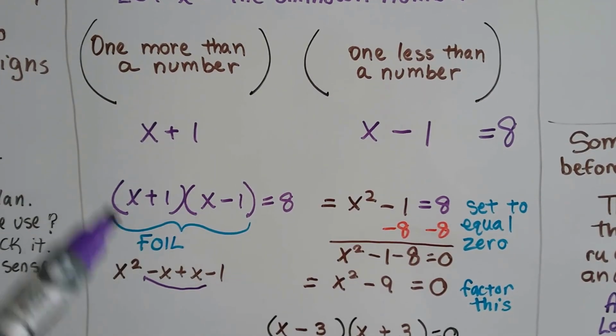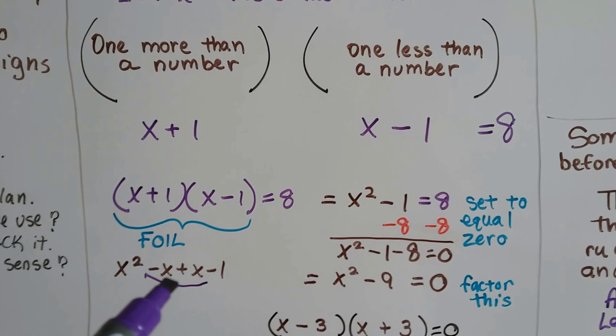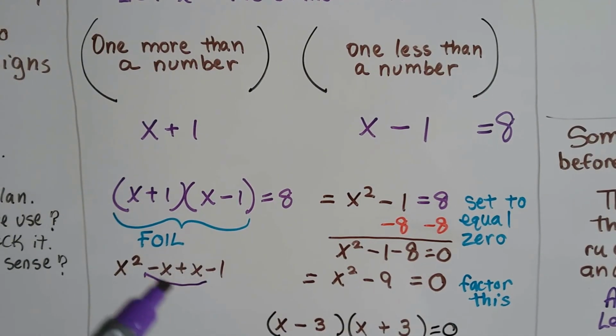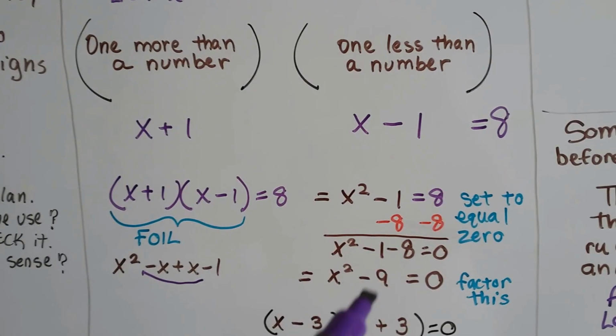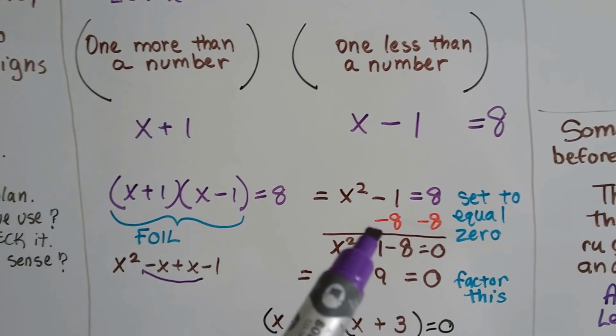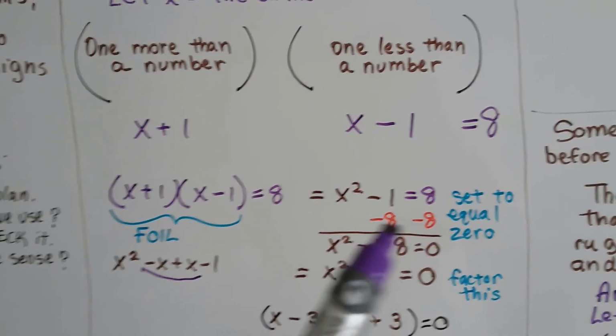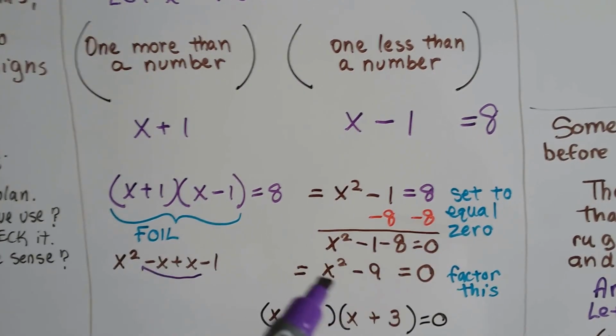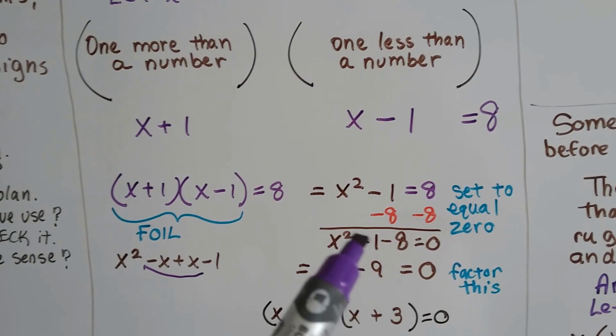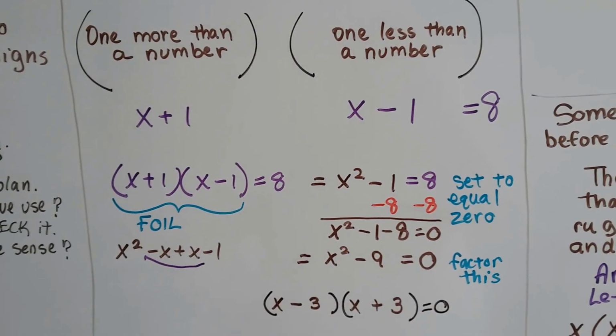We can FOIL this. We get x squared minus x plus x minus 1, and these cancel each other out, don't they? So we get x squared minus 1, and it's going to equal 8. So to set it to equal 0, we use the property of equality and subtract 8 from each side. And when we combine like terms, we get x squared minus 9, because minus 1 minus 8, see? And it's set to equal 0.